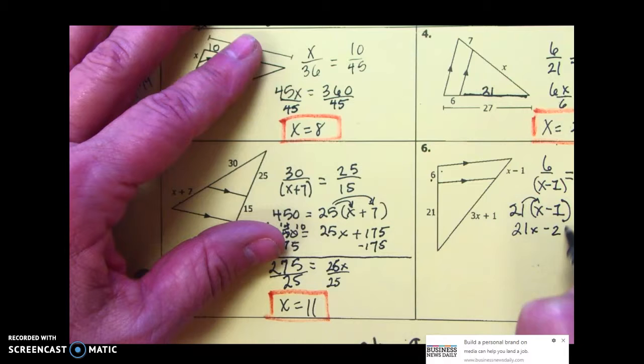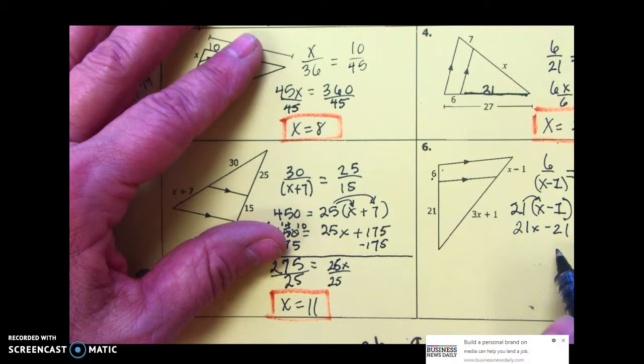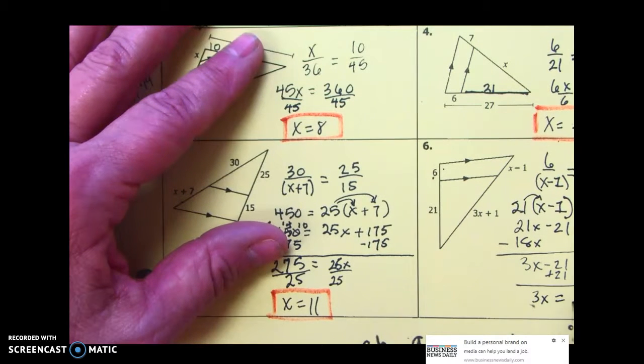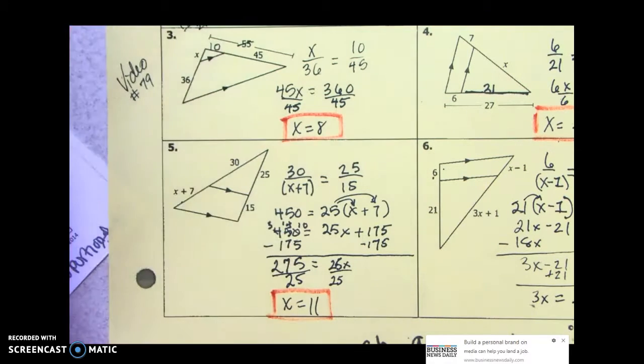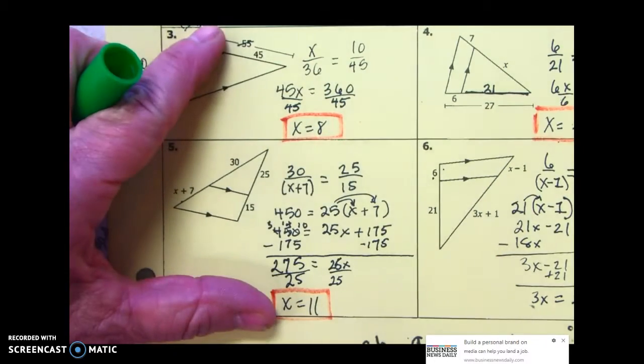21x minus 21 equals 18x plus 6. And I'm going to subtract 18x. 3x minus 21 equals 6. And then add the 21. 3x equals 27. X equals 9. And done. Okay.